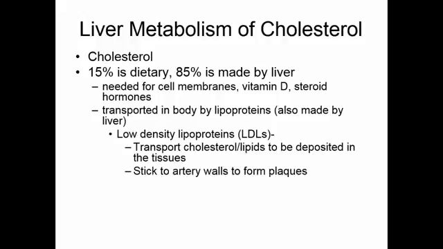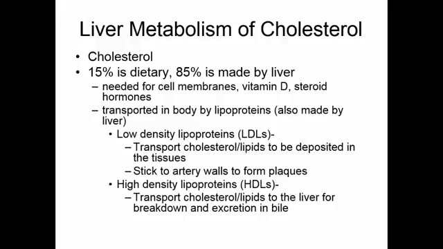If we have more lipids than the adipose tissue or the other tissues can use, the LDLs can stick to the artery walls and form plaques. HDL are the high-density lipoproteins. These transport cholesterol and lipids from the tissues back to the liver for breakdown and excretion in the bile. LDLs are what we call the lousy lipoproteins, and HDL are the happy lipoproteins. We don't want a lot of LDL, we do want a lot of HDL. That's the good kind of cholesterol.